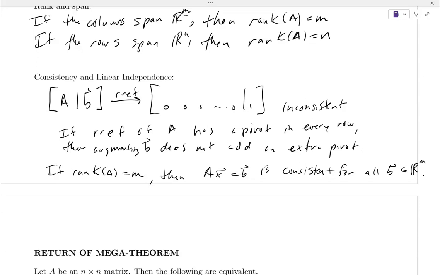So if my A has a rank that takes up all of the rows, then I know that this is going to be consistent all the time. That's the important part. Okay. All right. So how does that deal with the linear independent part? How do we get to the linear independence part here? Well, let's think about it for a second. If it's not linearly independent, let's work the other way. Linear independence means that it is a pivot in every column when we row reduce, right?